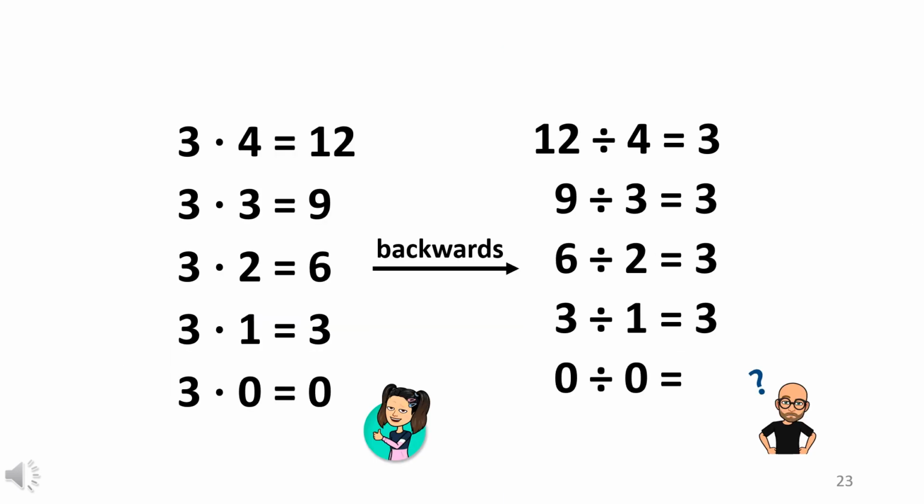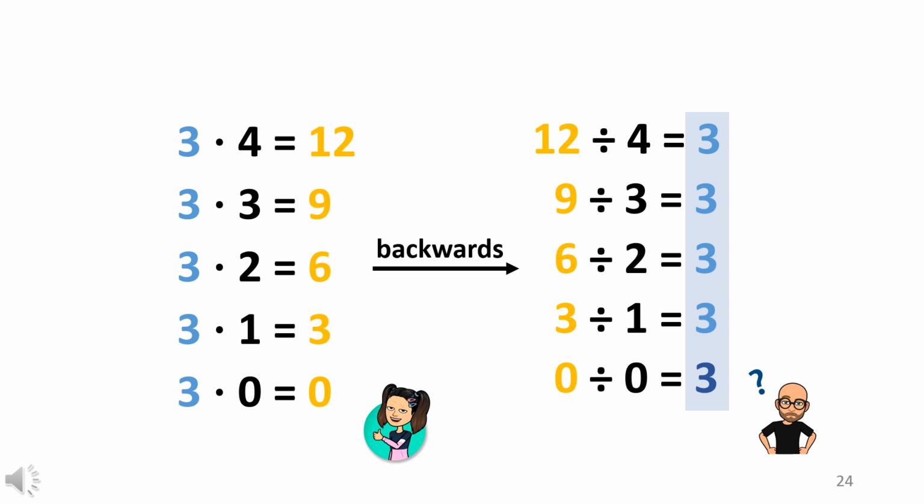Let us continue with the understanding that division is multiplication backwards. 3 times 4 is 12. 12 divided by 4 is 3. 3 times 3 is 9. 9 divided by 3 is 3. 3 times 2 is 6. 6 divided by 2 is 3. 3 times 1 is 3. And 3 divided by 1 is 3.